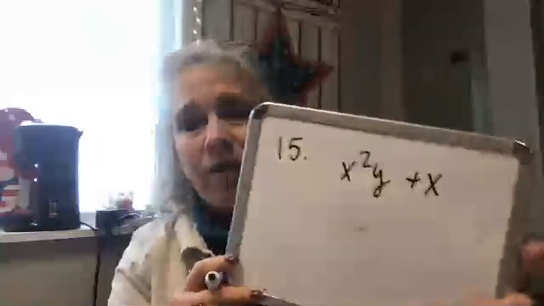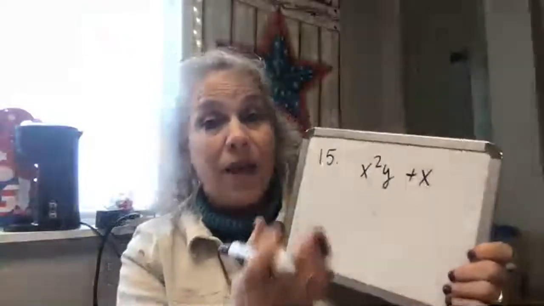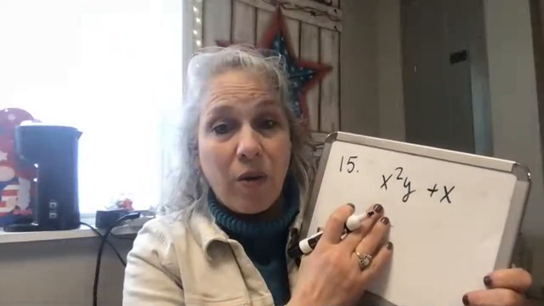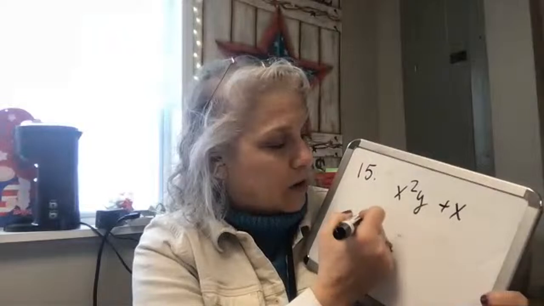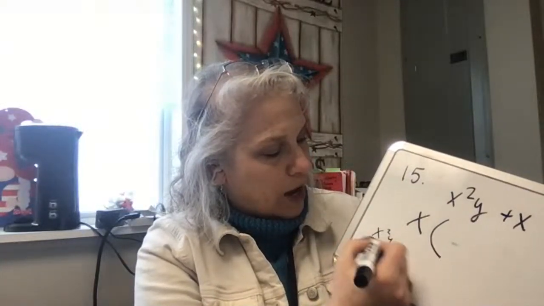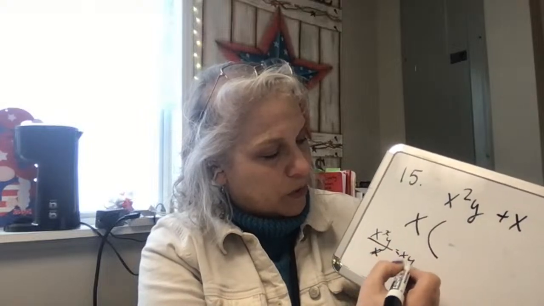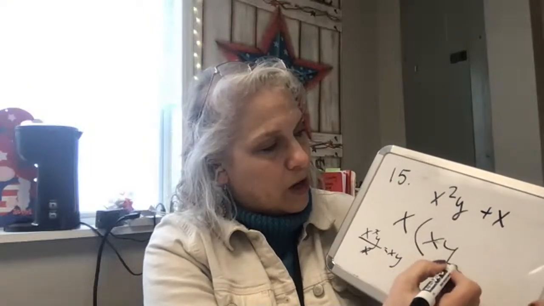I am going to do number 15. Number 15 says x squared y plus x. What is common to both? Well, they both have an x in them. So I'm going to factor out an x. If I factor out an x, x squared y divided by x, one of the x's cancels out. I'm left with xy. So xy goes here.